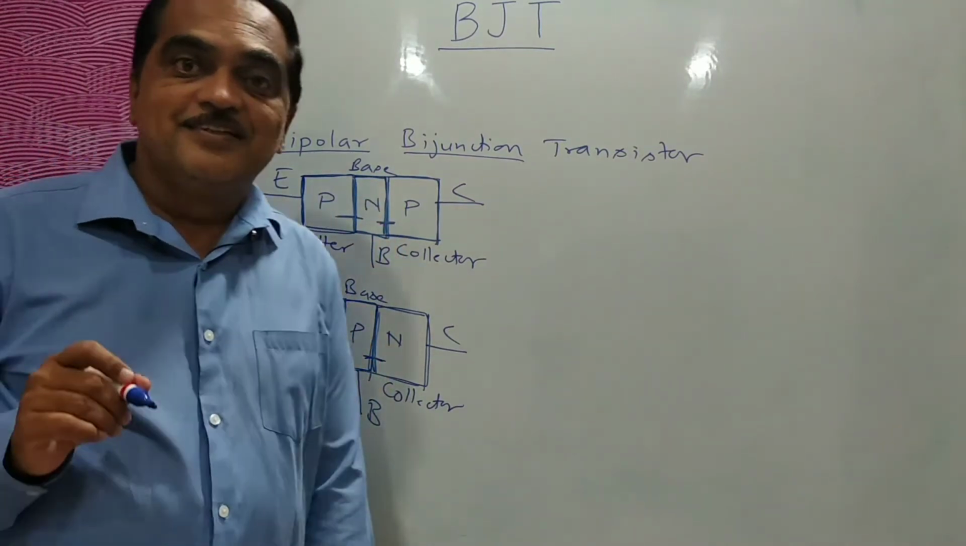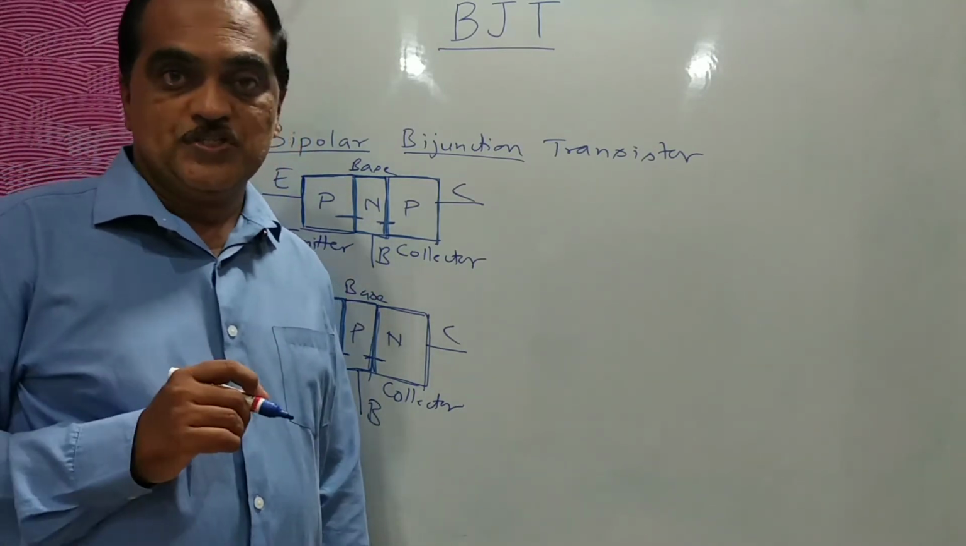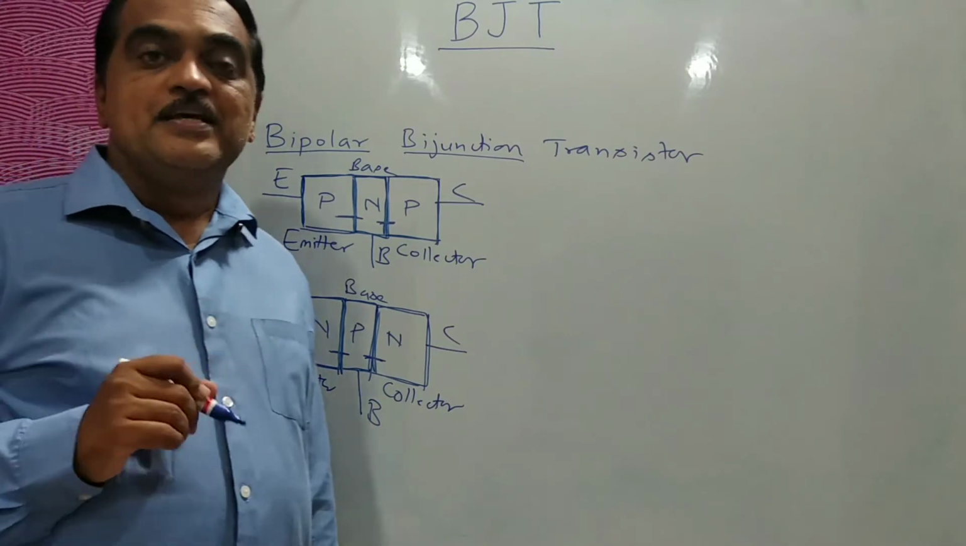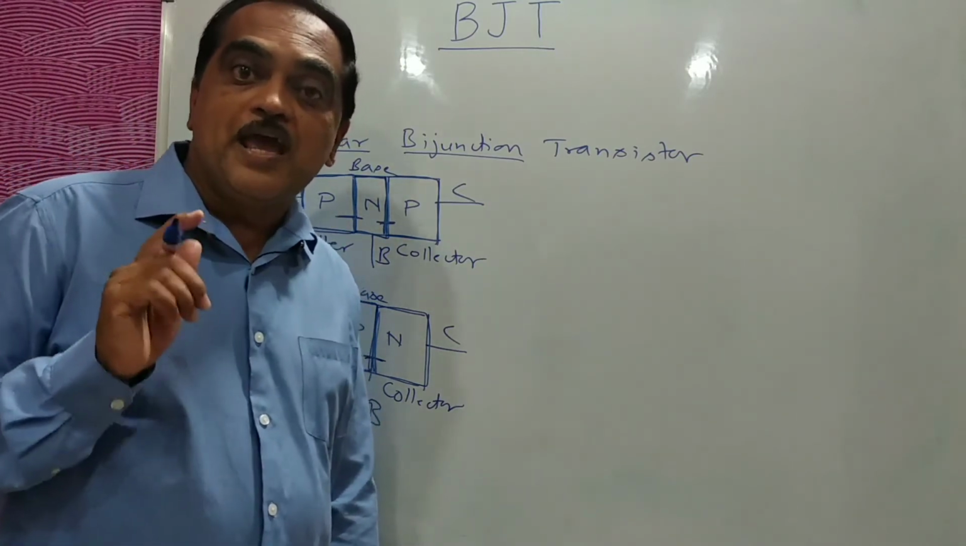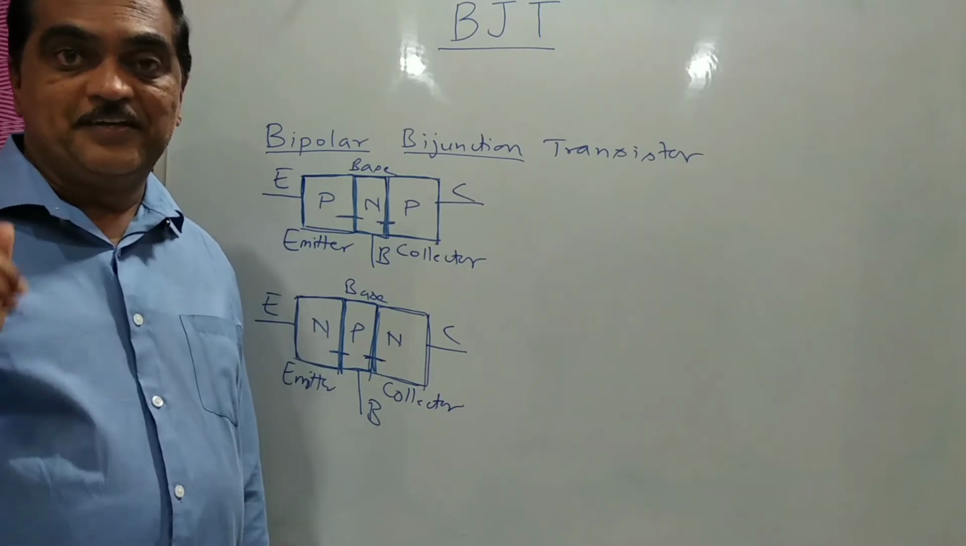So BJT is a three-layer semiconductor device. It has two junctions. It has three terminals, and the names of the terminals are emitter, base and collector.